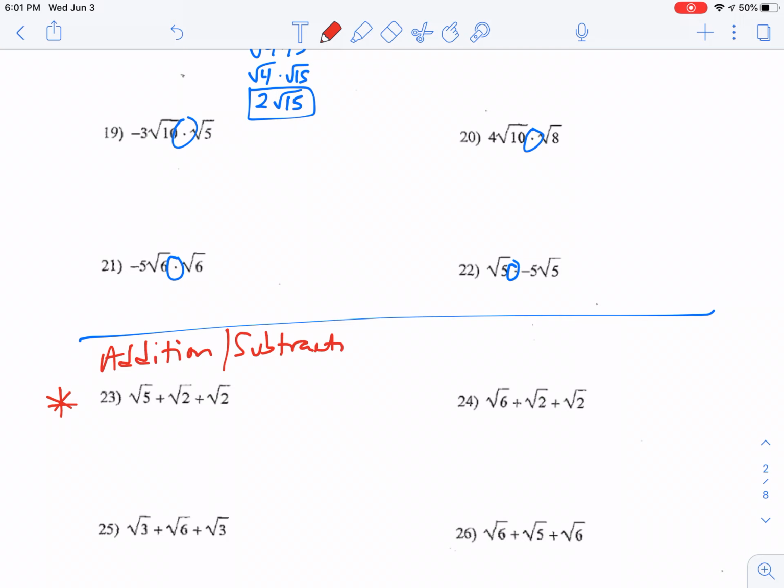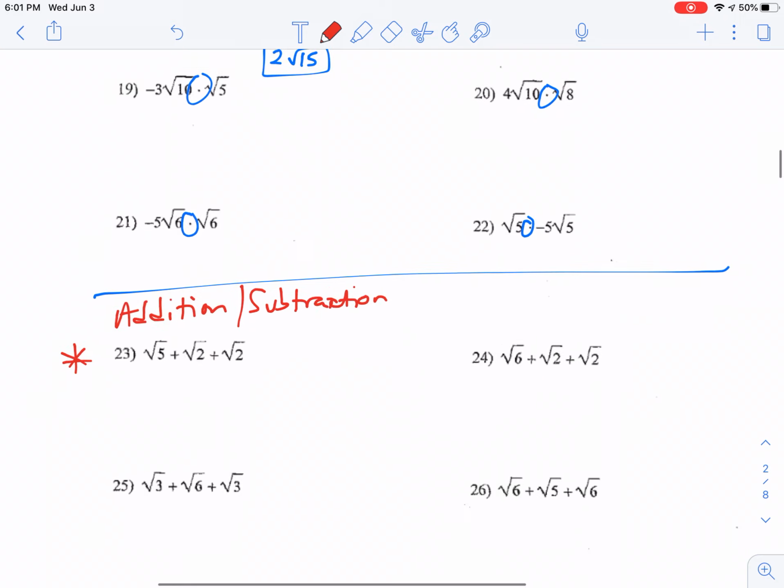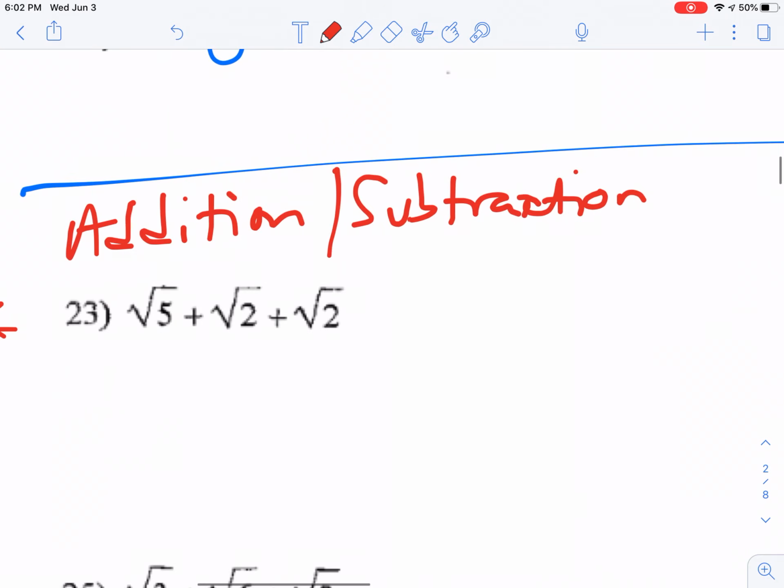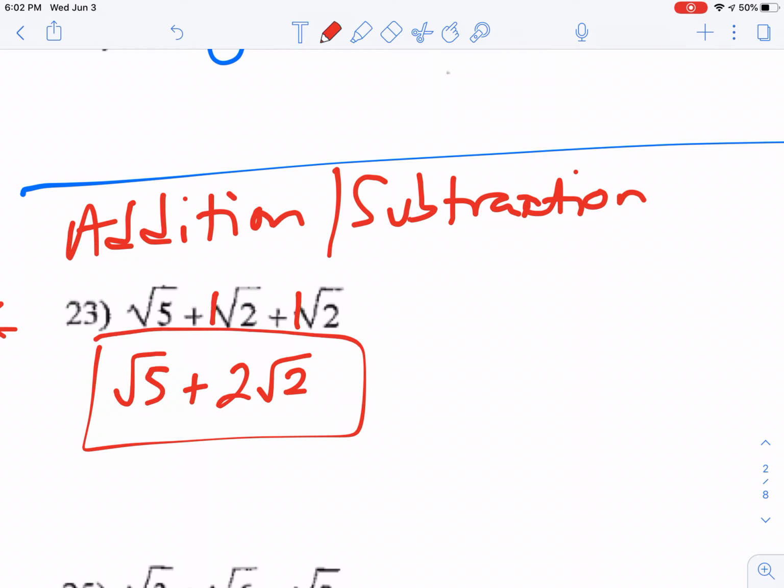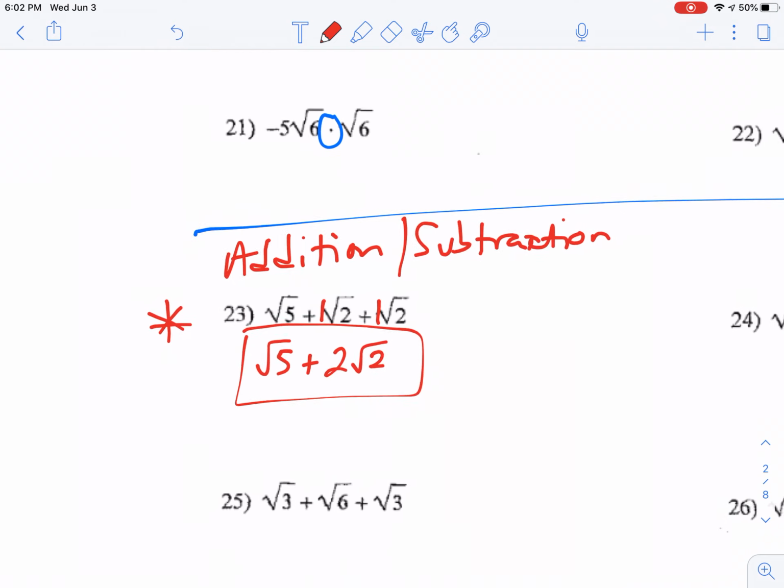Addition and subtraction, you're only allowed to add the like terms. So root 2 and root 2 are like terms. All right, so technically you have 1s in front of these. So 1 root 2 plus 1 root 2 is 2 root 2 plus root 5. That's it. You cannot simplify that any further because root 5 and root 2 do not combine. They're not like terms.